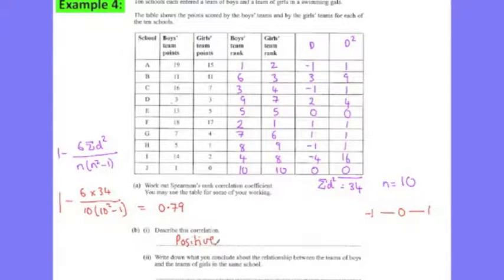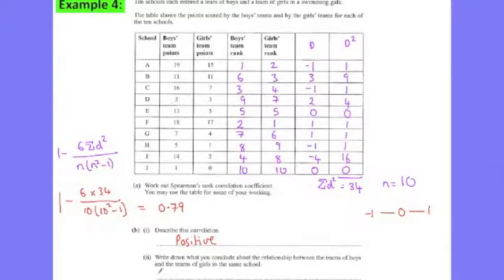And we're asked to write down what you can conclude about the relationship between the teams of boys and the teams of girls in the same school. Because it's a positive correlation, we can see here that schools with good boy swimmers also have good girl swimmers. So the better the boys are in a school, the better the girls are. And conversely, the lower the girls came in one school, the lower the boys came.